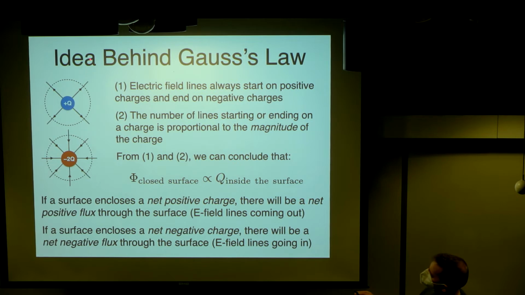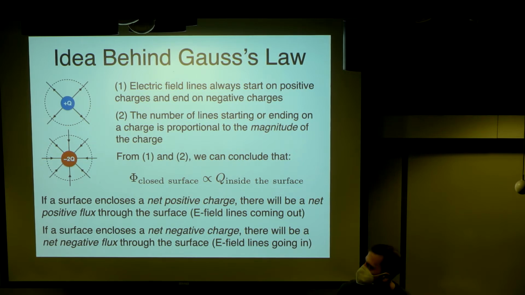So now we're going to start to build up to the idea behind Gauss's law, which involves electric flux. Okay? So I want to just remind you of two basic facts. Okay, and both of these facts we established in the last chapter. Okay? So fact number one is that electric field lines always start on positive charges and end on negative charges.